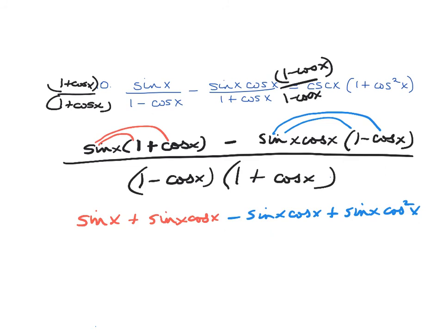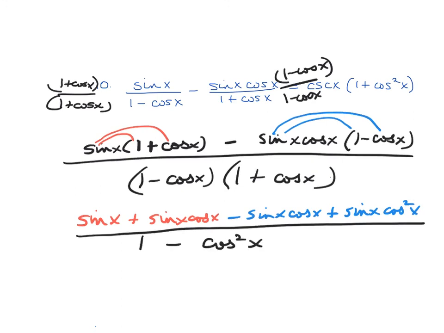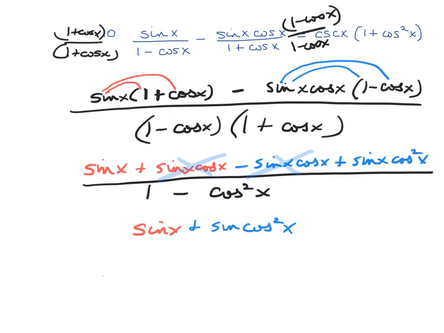Next, I'm going to look for like terms. So let me rewrite my denominator. I'm actually going to also FOIL the denominator here. So first gives me 1. Notice it's a conjugate, so it's actually going to become 1 minus cosine squared x. Now let me add my like terms in my numerator. These are going to cancel. And then I'm left in the numerator with sine x, and then this blue sine x cosine squared x over the denominator, which is actually an identity.